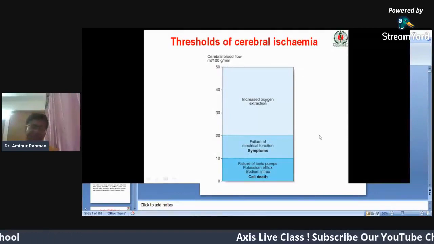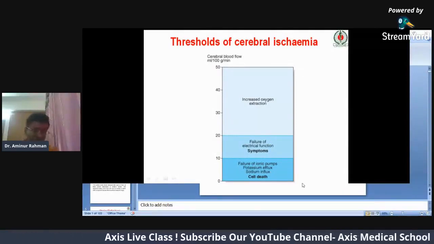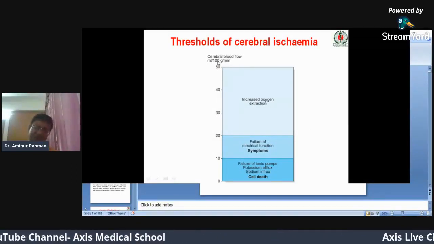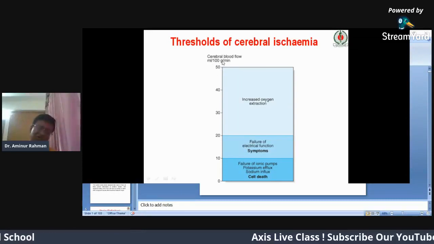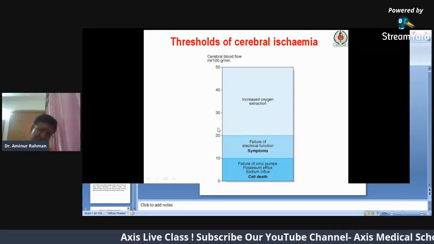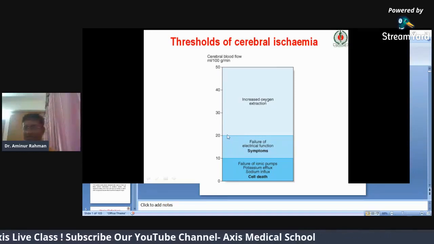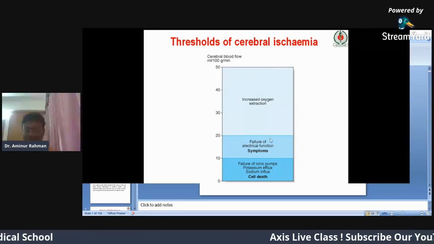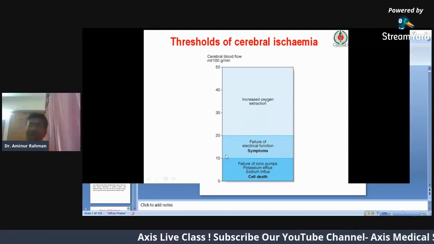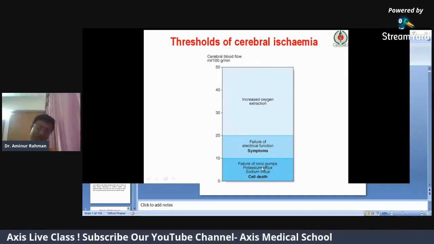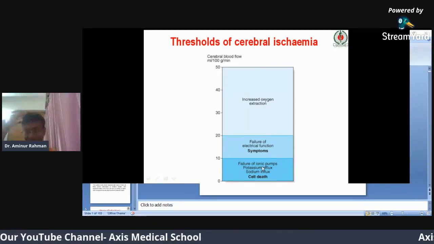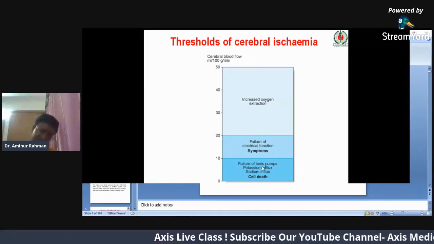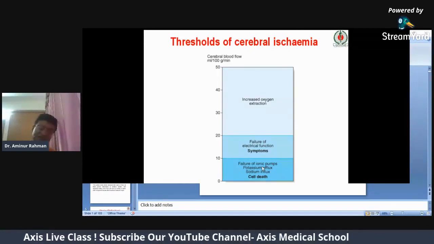You can find this picture in Davidson and all other neurology books. Normal blood supply is above 50, this is 55 ml per 100 gram per minute. If this blood supply is reduced up to 20, the brain can be tolerant. After that, there is a failure of electrical function, which produces the symptoms. Below 10, there is irreversible damage. The ionic pump fails, and potassium, sodium, and calcium influx causes cell death.